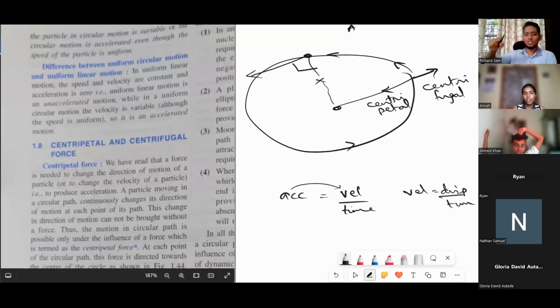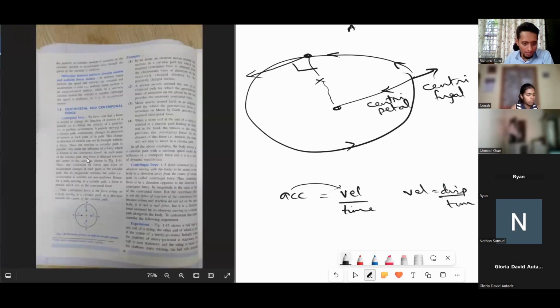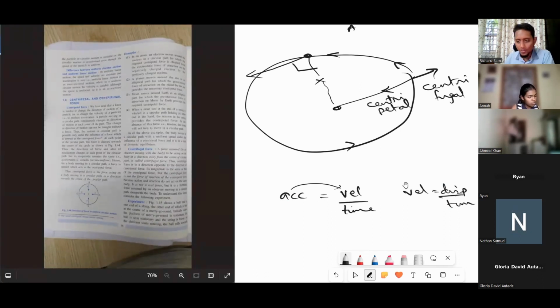So if a body is moving at a constant speed but in a circular direction, velocity is not constant. There is a change in velocity, and there is acceleration. In other words, it is an accelerated motion. Is everyone clear about uniform linear motion and uniform circular motion? Okay, we're done with this chapter.